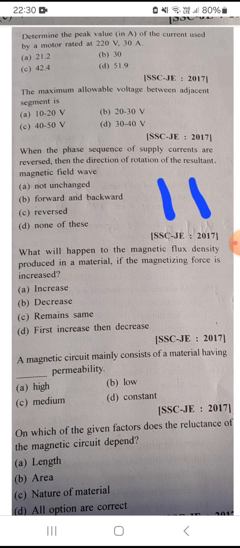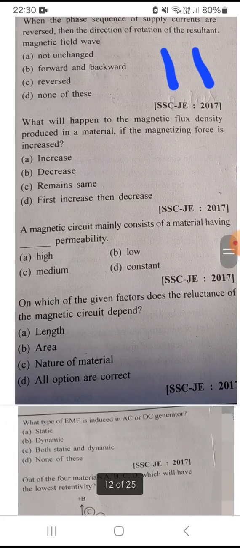Next, when the phase sequence of supply current are reversed, the direction of the rotation of the resultant magnetic field wave. Option C, reversed. Okay. Next, what will happen to magnetic flux density produced in a material if the magnetizing force is increased? Option A, increase is the right answer.